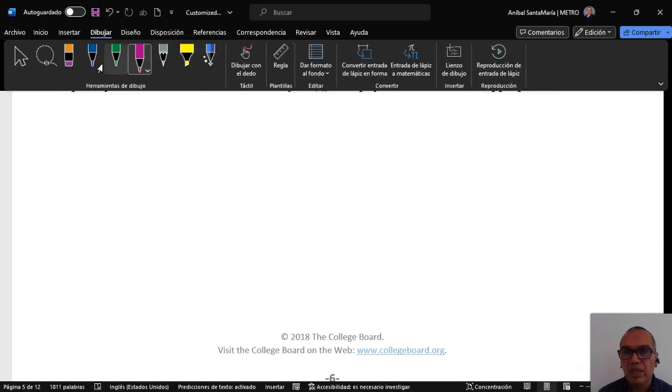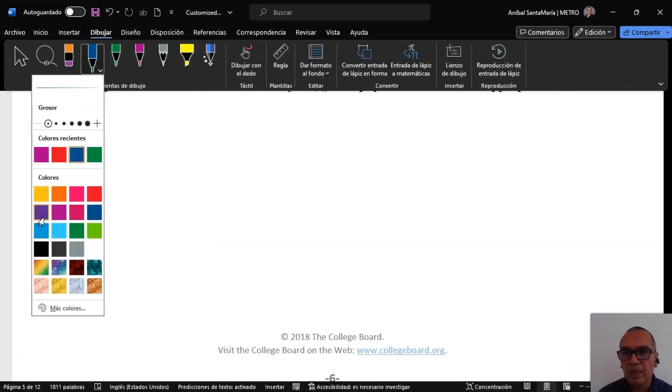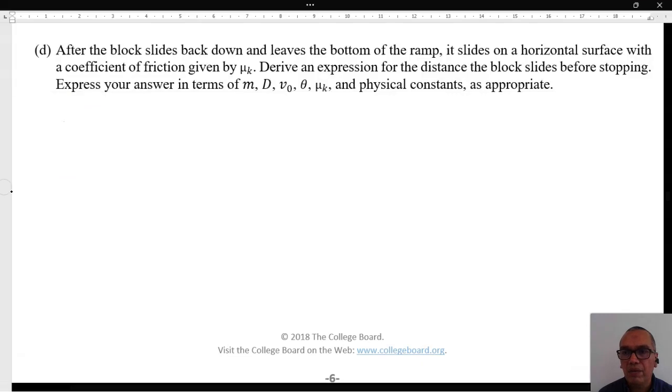Now remember that this term, as appropriate, basically means whenever you need to use a variable. You don't always have to use a variable. But the point is that this block at the beginning has a speed in the positive direction of v naught, and then it eventually comes to a stop. So your final speed is 0. The only way that that happens is that the acceleration is in the opposite direction.